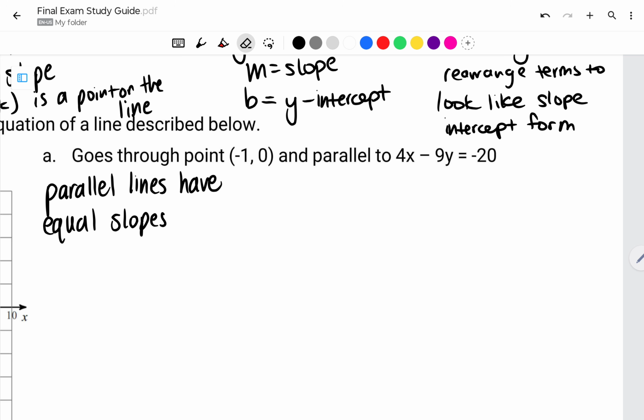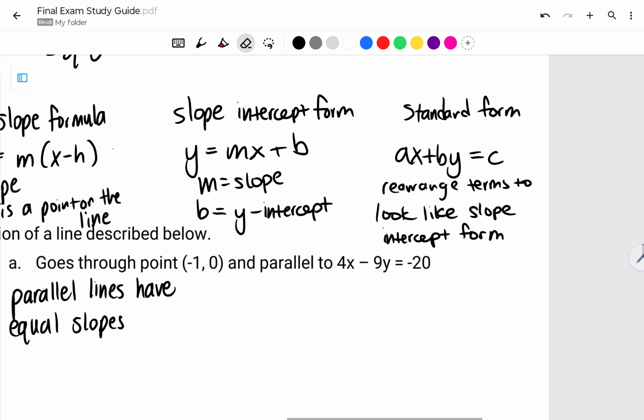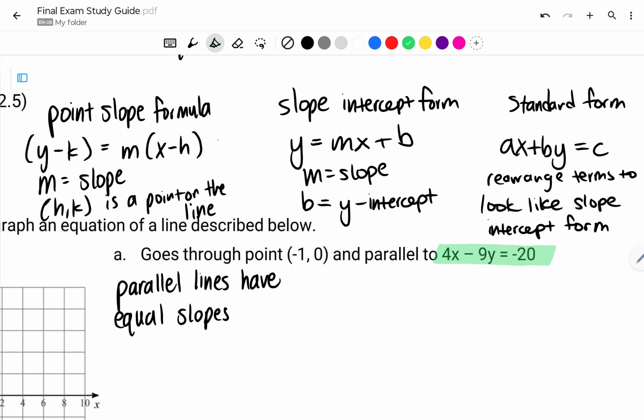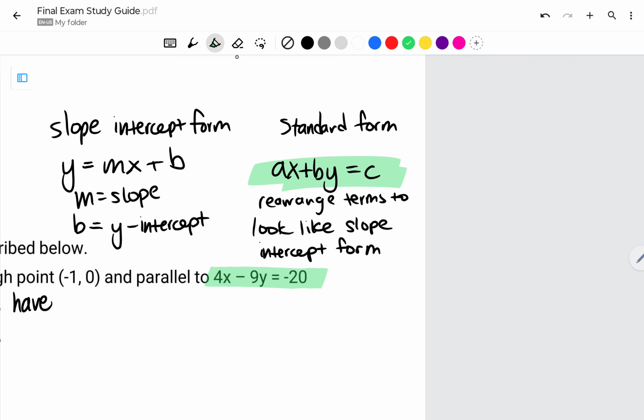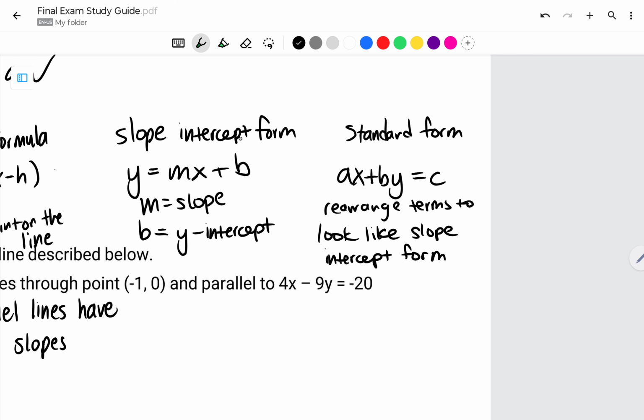So we're going to try to find the slope of this equation. I'm asking myself, this equation here, which one of these three does it look like? Standard form, slope-intercept form, or point slope? It obviously looks like the standard form. But the standard form doesn't tell me anything about the slope. So I need to rearrange the terms to make it look like this one, and then find the slope. So I need to just solve for y.